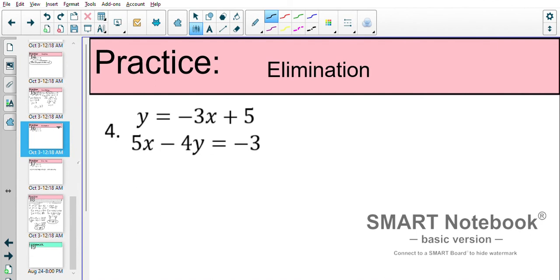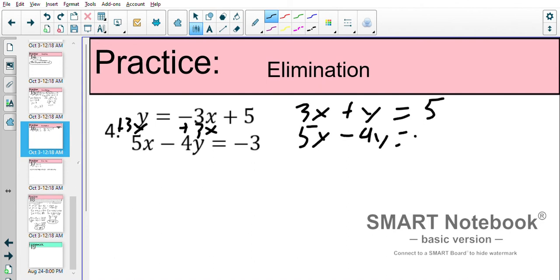If we want to use elimination on this one, we need to do some rearranging. This 3x needs to be over on the other side so it lines up with the x and the y in our other equation. So if we want to do that, we need to eliminate the 3x on this side. We can do so by adding 3x. Whatever we do to one side, we'll do to the other side. So we add 3x on this side. That will get us positive 3x plus y, putting them in that order to match the order of the other equation. And over on the other side, we have 5 left over. So now, the bottom equation, 5x minus 4y equals negative 3, lines up with our variables in the top equation.